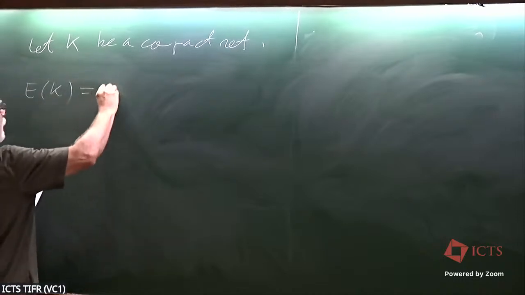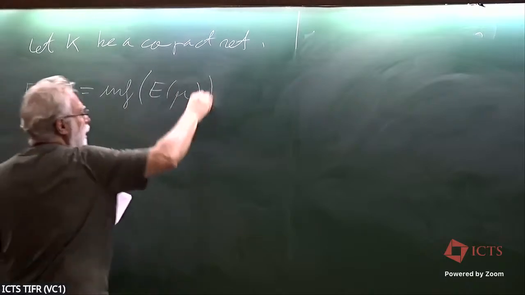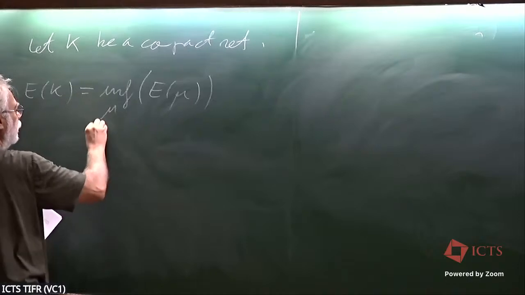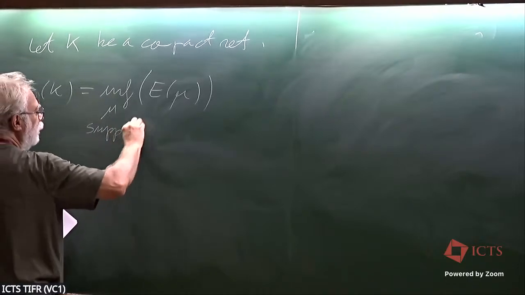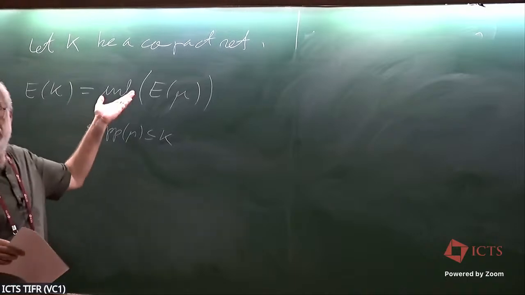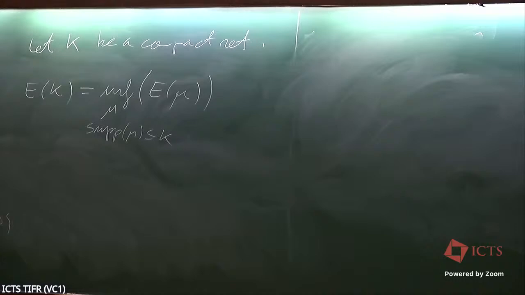And then I can look at the energy of this compact set, and this will be the infimum of the energies of mu for all mu with support contained in K. So I can look at all possible distributions of particles inside my fixed set, and I can look at when the energy is as small as possible. And this will be the energy of my set, okay?